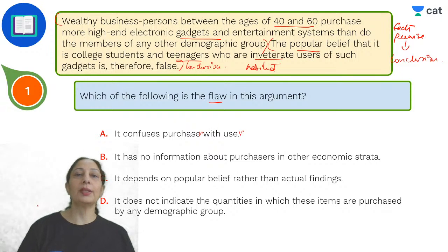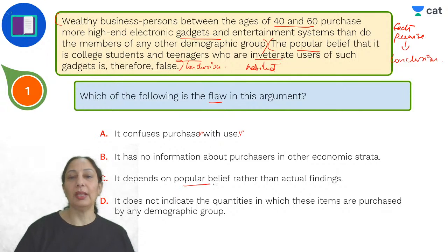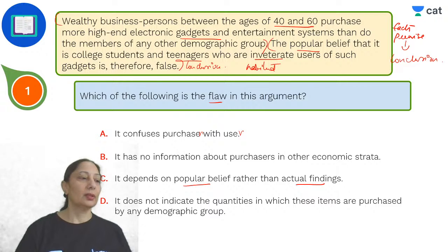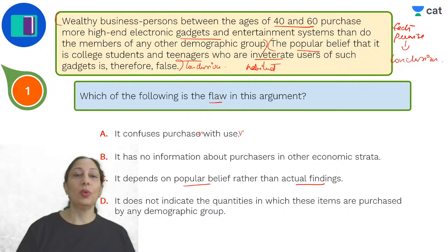Pick the flaw, guys. You're not expected to pick the assumption. Yeah, you have to change your approach. It depends on popular belief rather than actual findings is quite logical, right? You have to say what is wrong with the argument. Yes, you have to say what is wrong with the argument. C is actually telling you something else, right? Yes. Now all correct answers are coming.